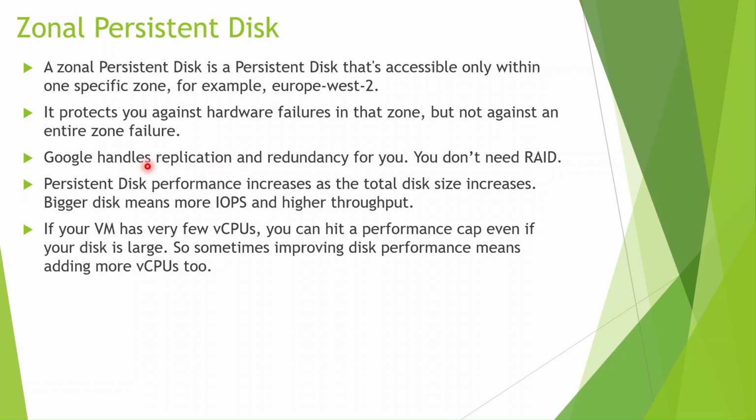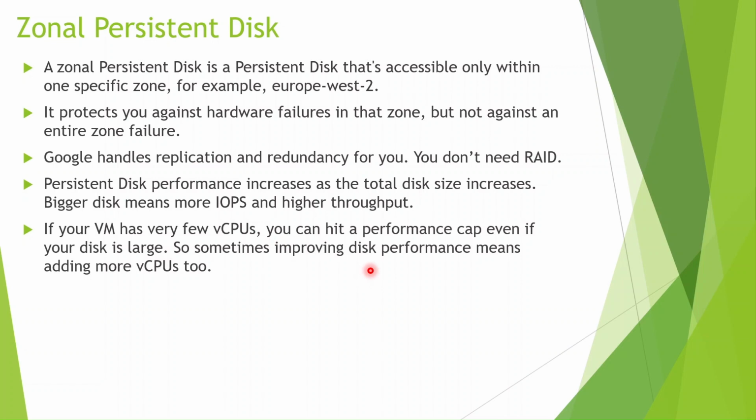And Google will handle the replication and redundancy for you, and we don't need RAID for that. We don't have to worry about that. Persistent disk performance increases as the total size increases. So if you increase the size, the performance will increase and it will give you more IOPS and higher throughput. If your VM has very few vCPUs, you can hit a performance cap even if your disk is large. So sometimes improving disk performance means adding more vCPUs too.